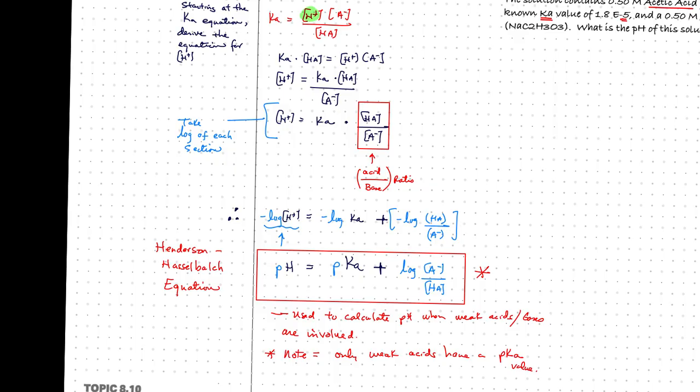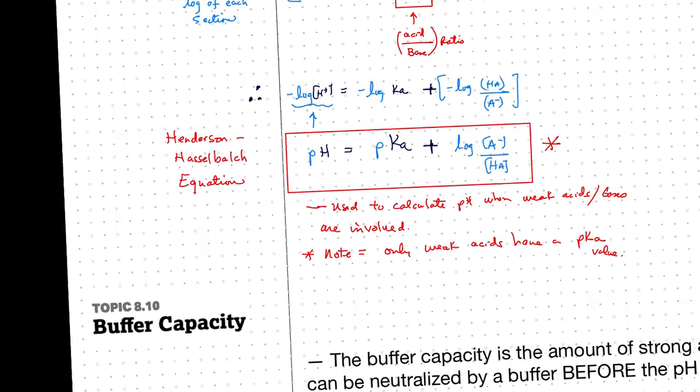So we know that buffers are going to be able to resist change. But like all things, that ability to resist the change is not going to last forever. And so we need to figure out how long it is going to last, until what point. Is there a point in the titration where this is going to come to fruition, or where it's going to peak out? And so that is the topic of 8.10, which is the buffer capacity.